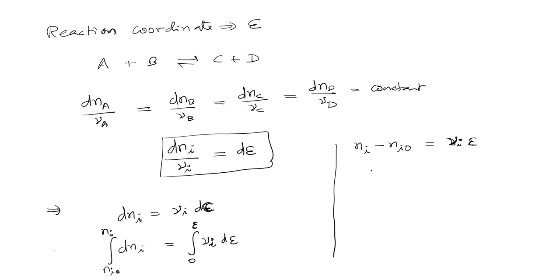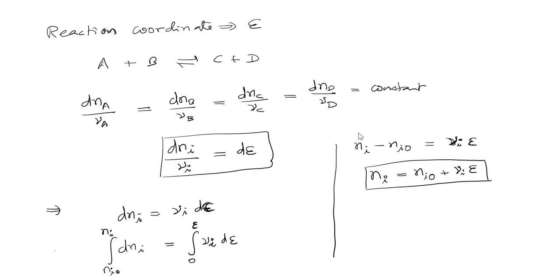Or we can write the number of moles of the ith species at a particular stage of the reaction, where the reaction coordinate is epsilon, as the number of moles of the ith species at the beginning plus nu I into epsilon. What is nu I? Nu I is nothing but the stoichiometric number of the ith species, and epsilon is the reaction coordinate. So keep this in mind, this is very, very important.